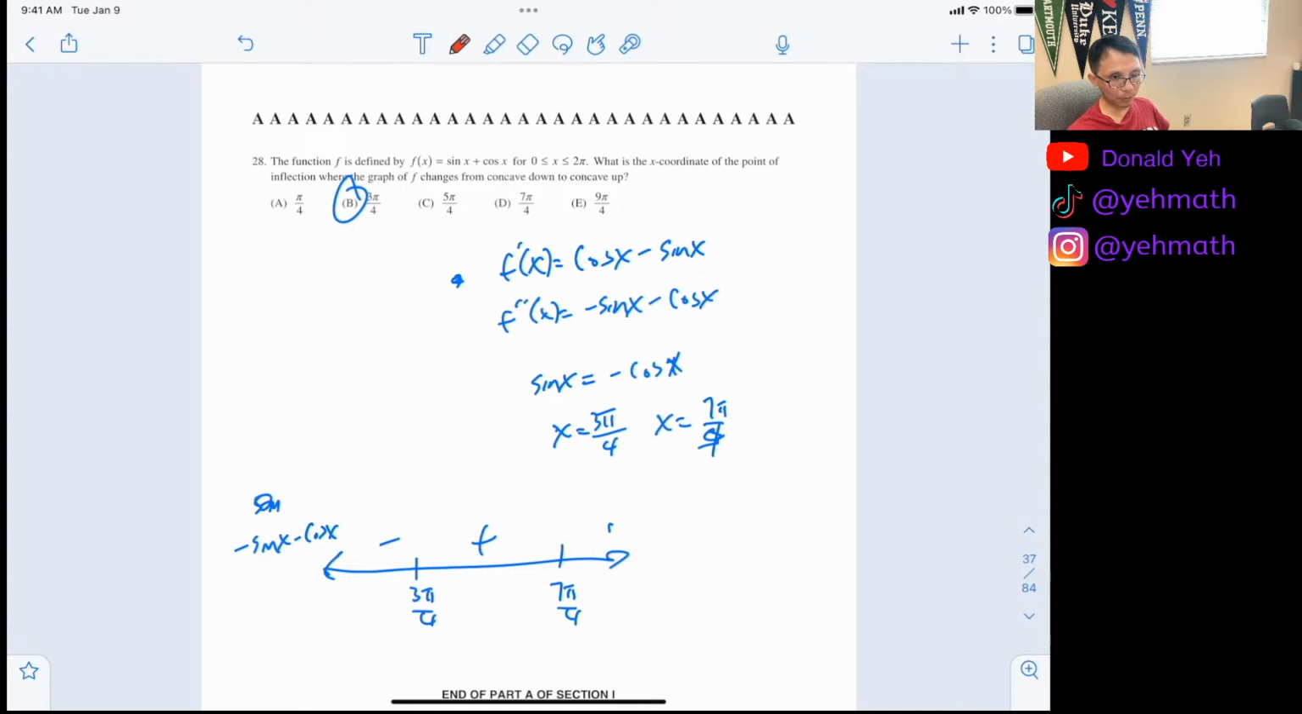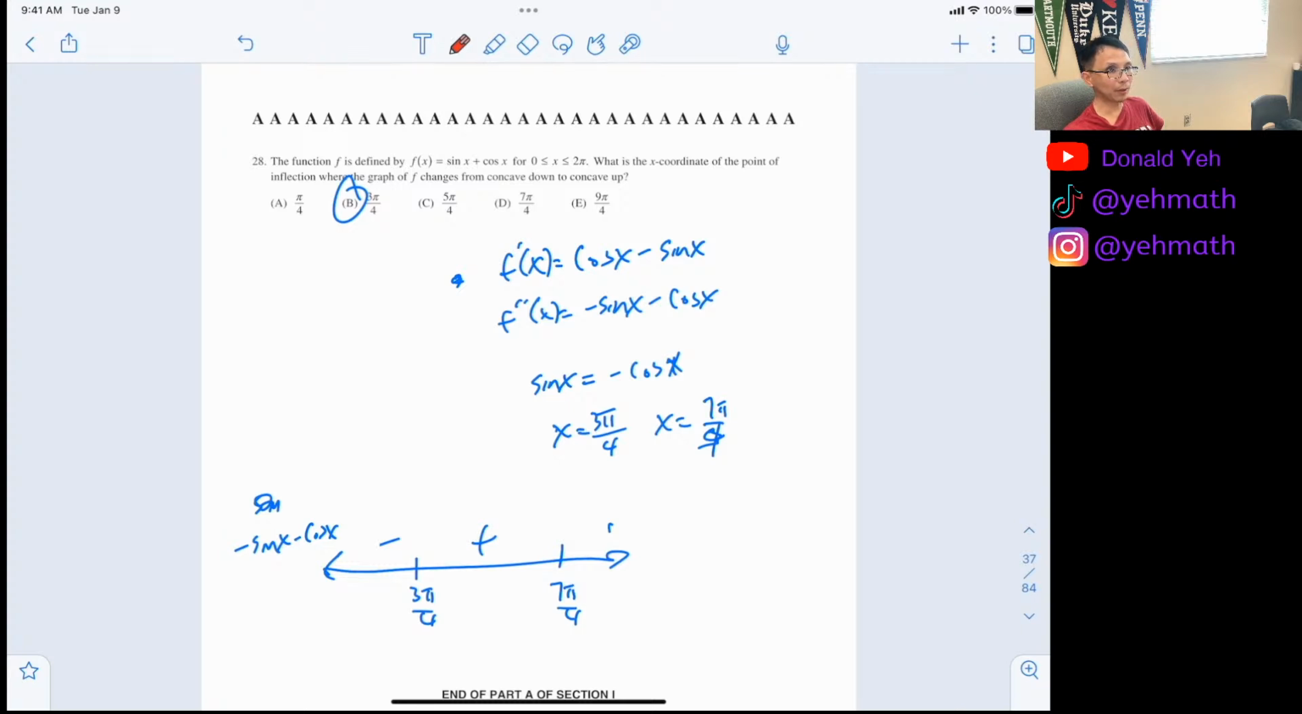Then if I plug in between 3 pi over 4 and 7 pi over 4, I plug in pi. If I plug in pi, sine is going to be 0, and cosine of pi is going to be -1. -1 times -1 is equal to positive. And then I already found one because I'm changing from negative to positive. 3 pi over 4 is my answer. I'm moving on because this question is hard.